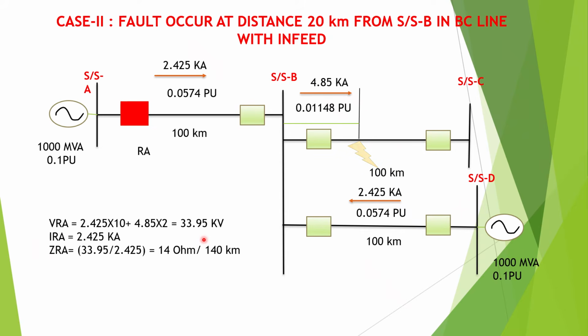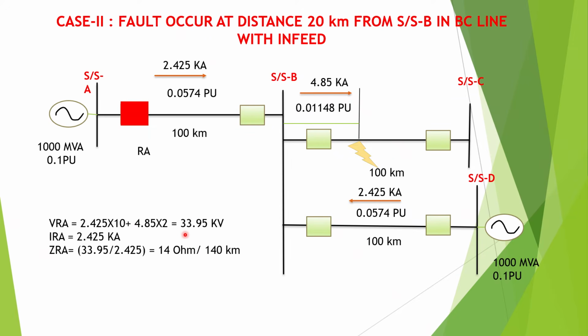Now we can calculate the voltage at the relaying point at substation A end, that is VRA, which is equal to the fault current sensed by the relay, 2.425 kiloampere, into the impedance of this line segment, that is 10, plus the total current, that is the fault current IF. The value of IF is equal to 4.85 into the impedance of the fault point from substation B, which is 2.